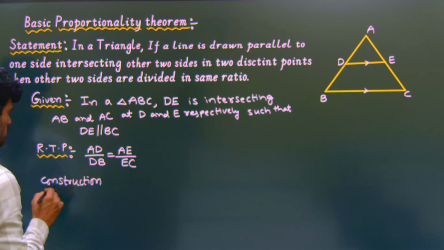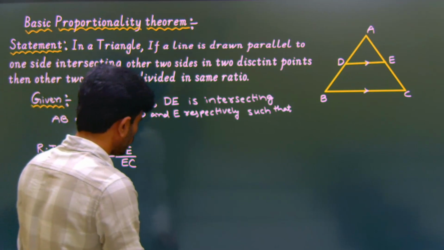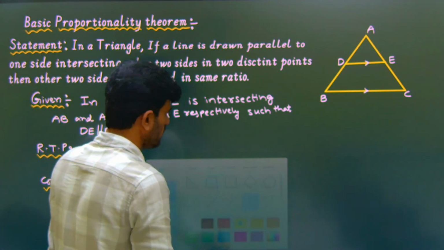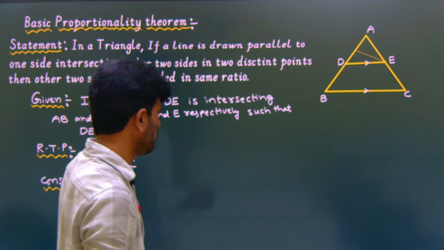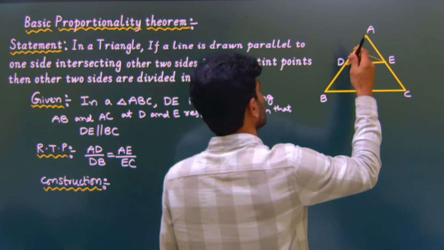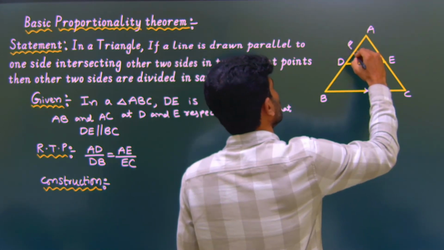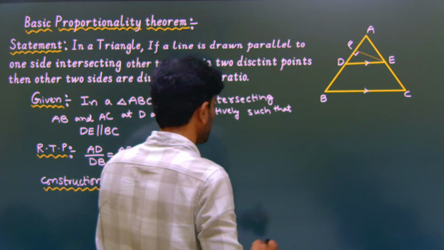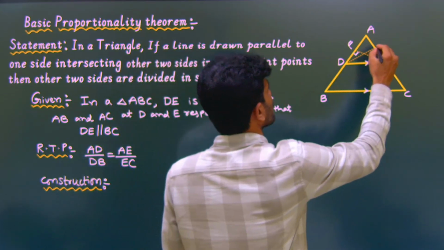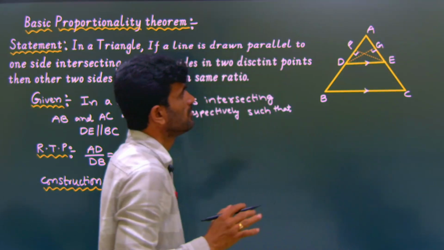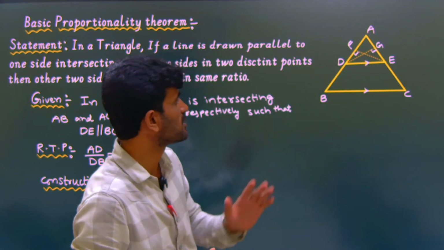We have to make some changes in the figure. What constructions do we have to do? We are drawing a line perpendicular to AB through E. So that is EF. And we also draw one more line perpendicular to AC, that is DG perpendicular to AC. This is the first point: EF perpendicular to AB and DG perpendicular to AC. Why we are doing this construction, we will discuss later.